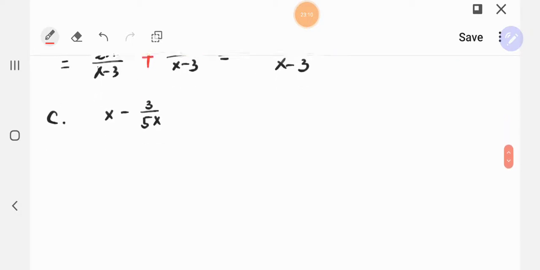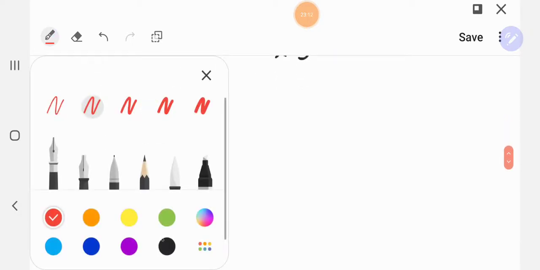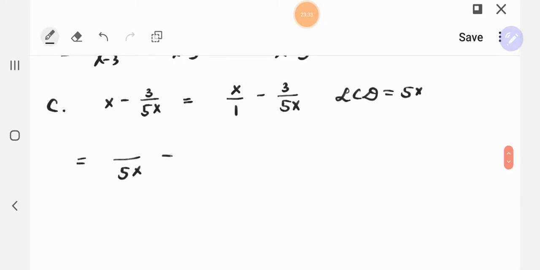Okay, for letter C, the first expression is what? Isn't it x over 1? The denominator of the first part is 1. So from this, the LCD is 5x. LCD is 5x. So let's rewrite it. The denominator will be 5x. Whatever the denominator is, make the denominator 5x.